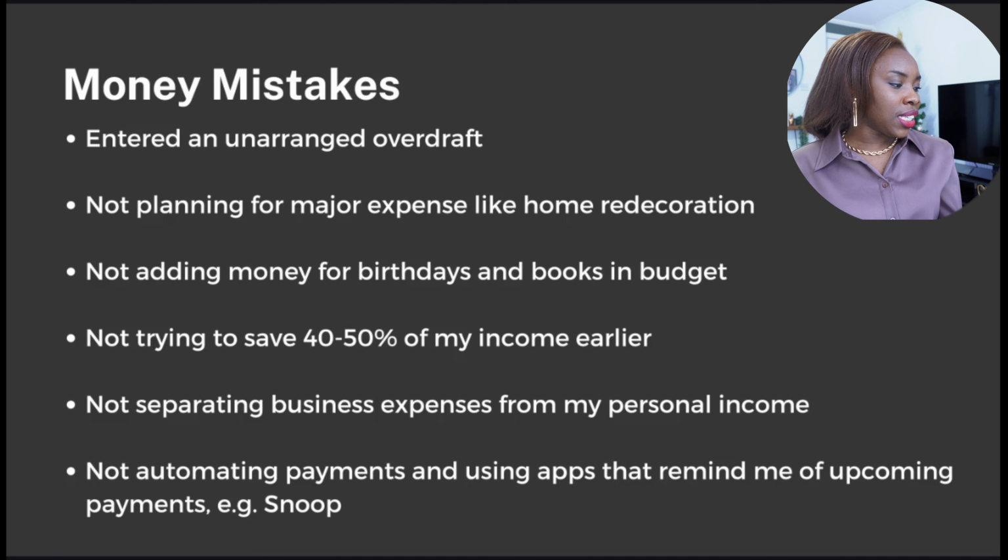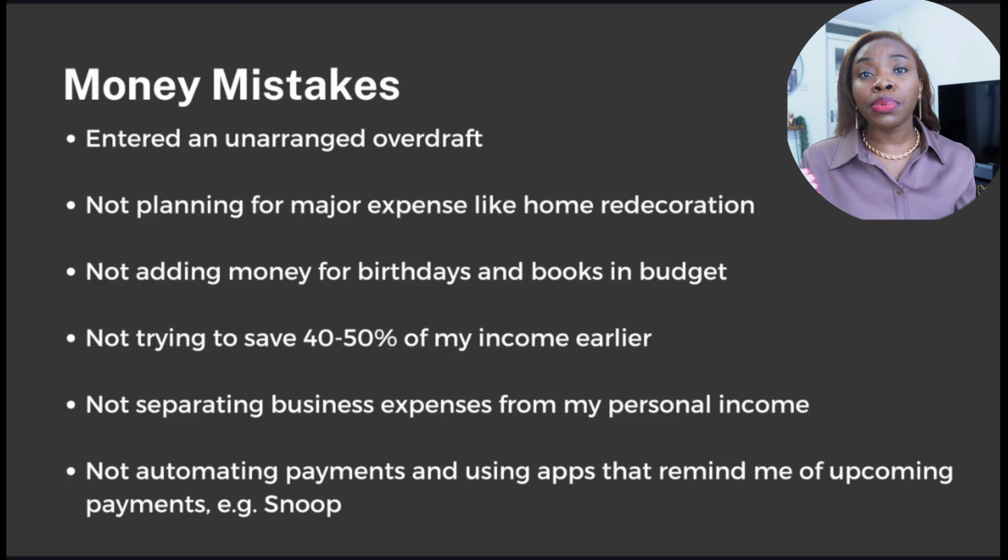All right. And now the last but not the least money mistake that I made is not automating payments and using apps that remind me of scheduled payments. First of all, one of the mistakes I made was not setting up direct debits for recurring payments like electricity and water, but now I have set all of that up. I would advise that you do direct debits, automate those kinds of payments for things that you pay on a regular basis, so you're not owing or defaulting on a payment or forgetting about it.